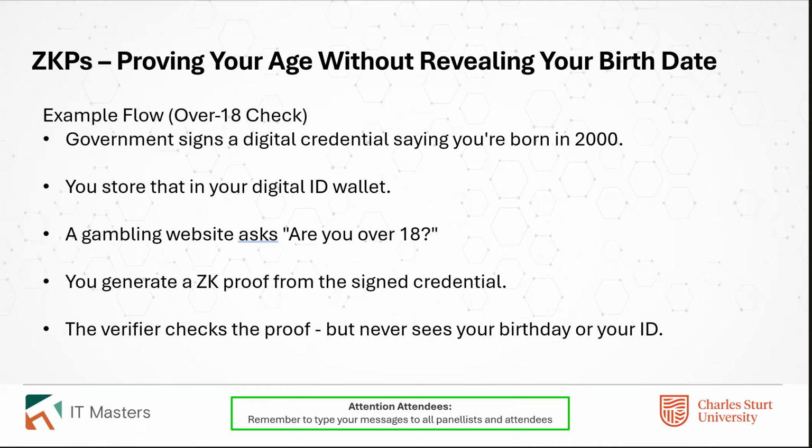So a gambling website asks you, how old are you? Are you over 18? Can you come and use this site? Are you of legal age? So you can generate a ZK proof from the signed credential and share that with, in this case, the gambling website. And the verifier can check that. They never saw your birthday. They never saw your ID, but they know that this is cryptographically signed and proven that you are over 18, because there's a trusted entity saying that you are.